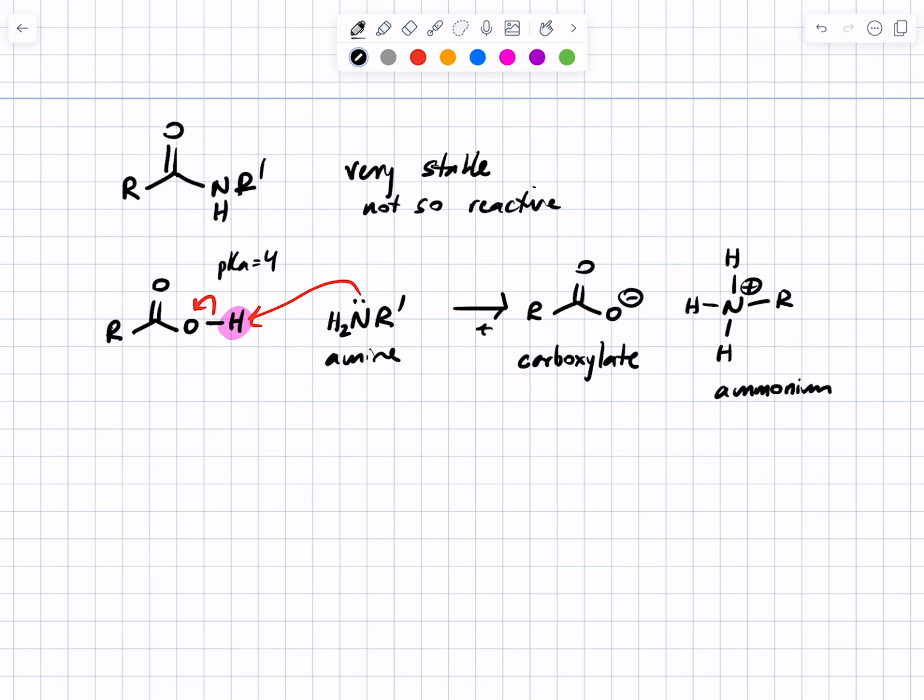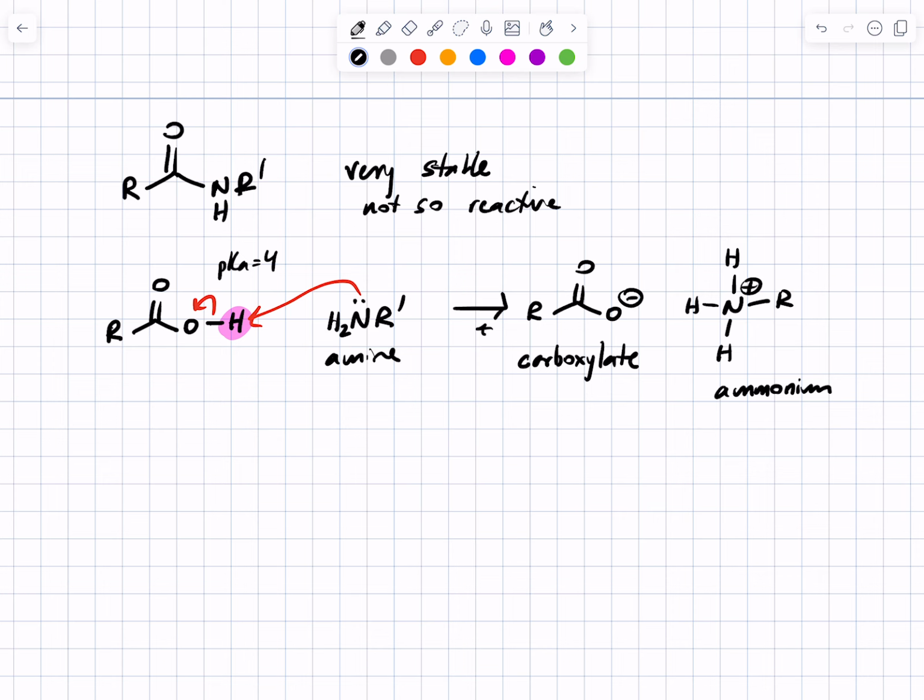Your text says there's something you can do with that. If you turn up the temperature, you can get a reaction to happen, though in practice that's not what chemists do in the lab, and that's certainly not what biology does. So I'll show you what chemists do in the lab, and then we'll get to what biology does. As before, our strategy is going to be to sidestep the acidic proton on the carboxylic acid.